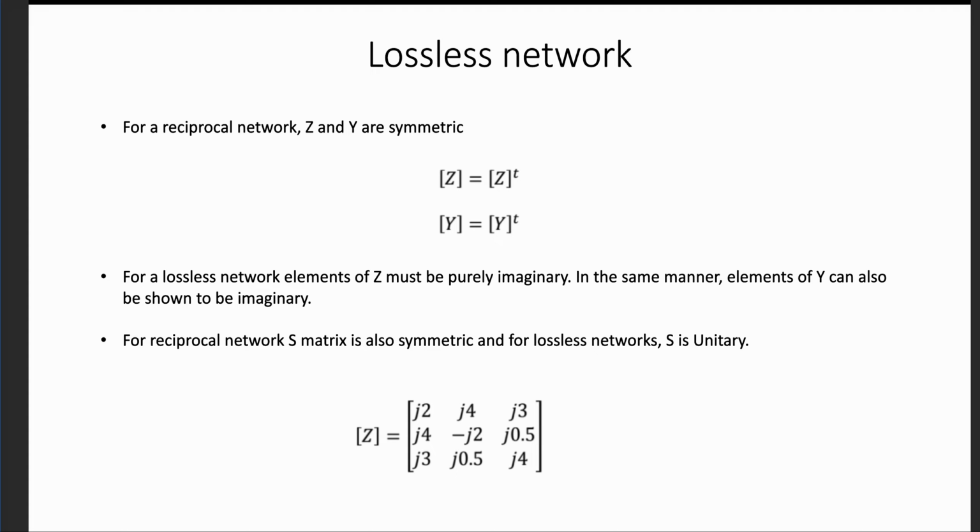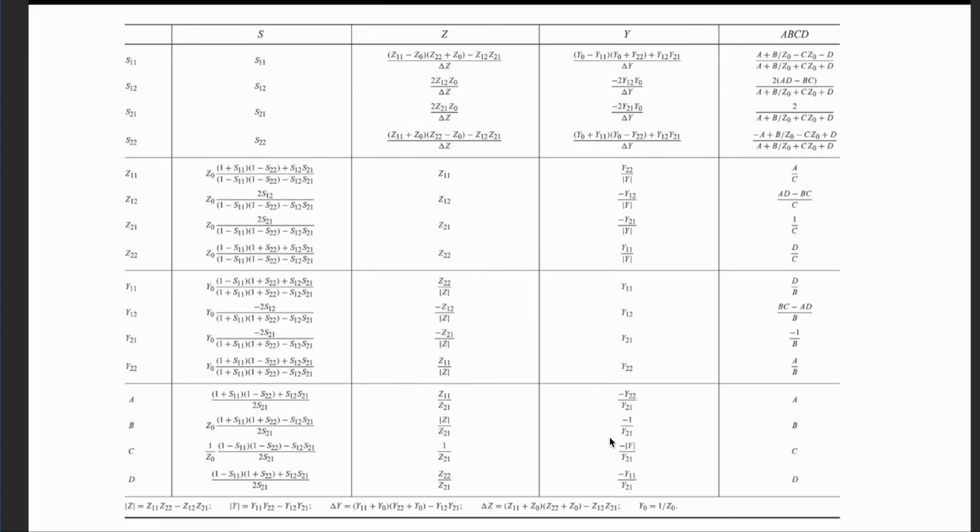So therefore, this matrix is lossless as well as reciprocal. Okay. And the other thing I want to tell you is this conversion table, which is valid for a 2-port network. Suppose you know the ABCD matrix of some 2-port network, then you can directly calculate the S11, S12, S21, S22 parameters of the same.